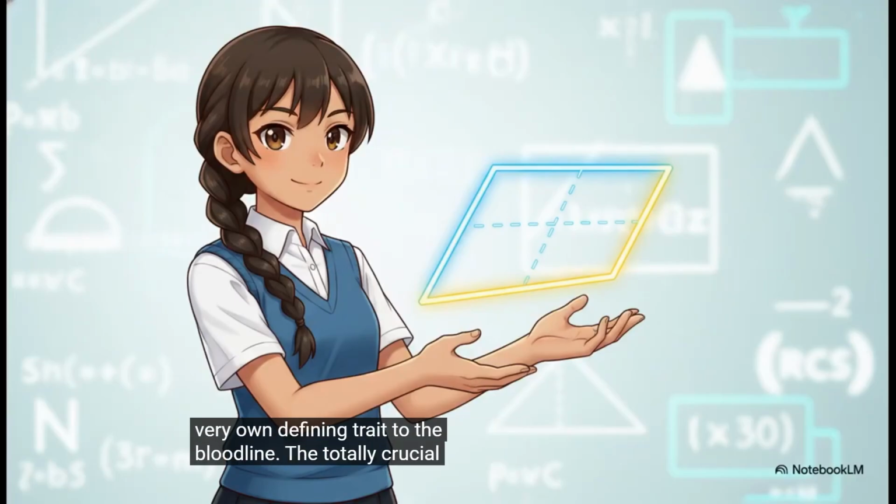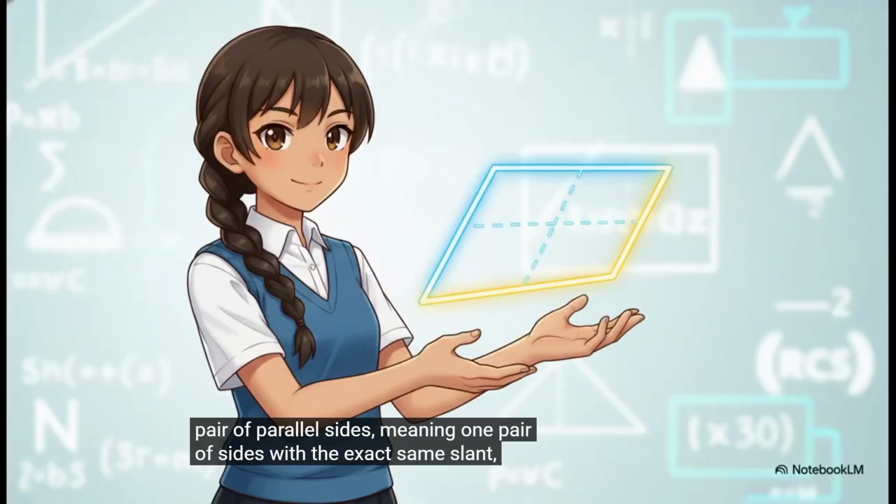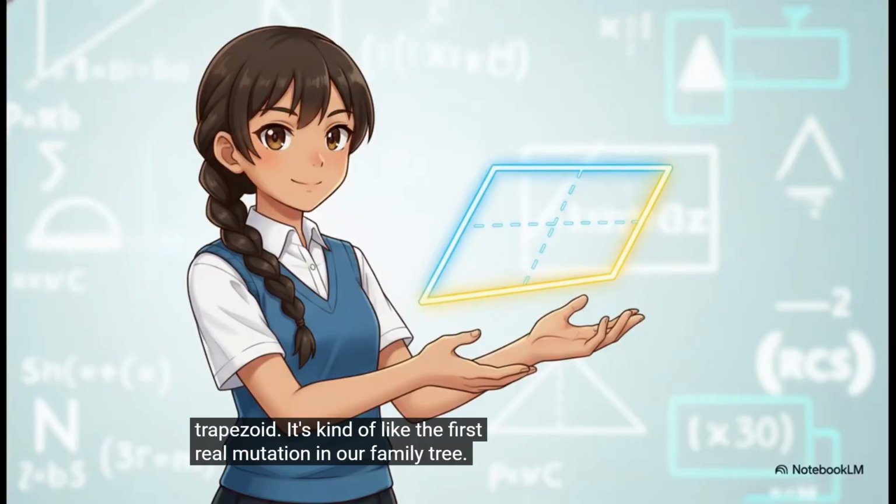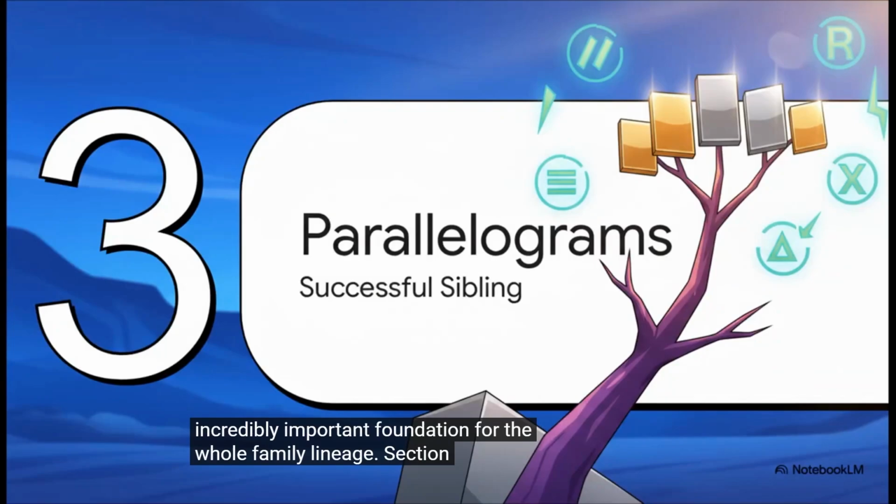The totally crucial point here is this. Just having at least 1 pair of parallel sides, meaning 1 pair of sides with the exact same slant, promotes a basic quadrilateral into a trapezoid in our family. And because of this parallel trait, it also develops a neat little quirk, where its median, that line running straight through the middle horizontally, is exactly the average of its 2 parallel bases. It's a modest step up from the basic ancestor, sure, but it's an incredibly important foundation for the whole family lineage.